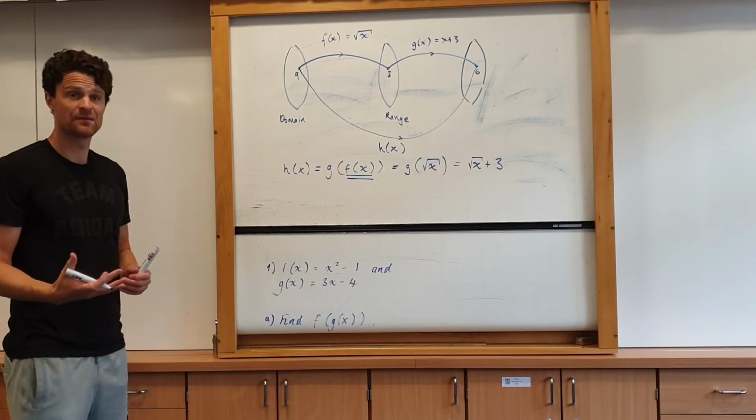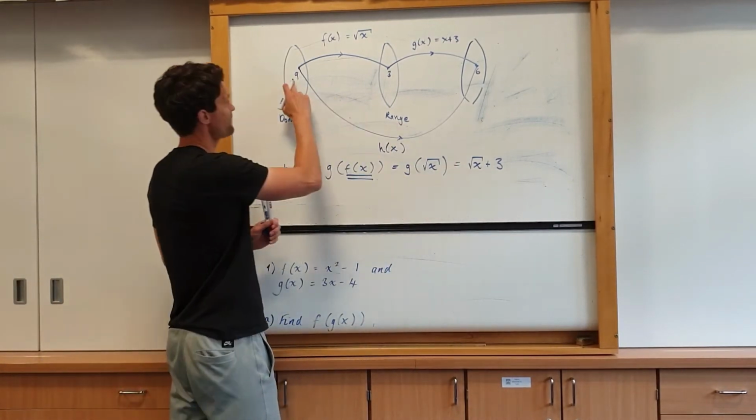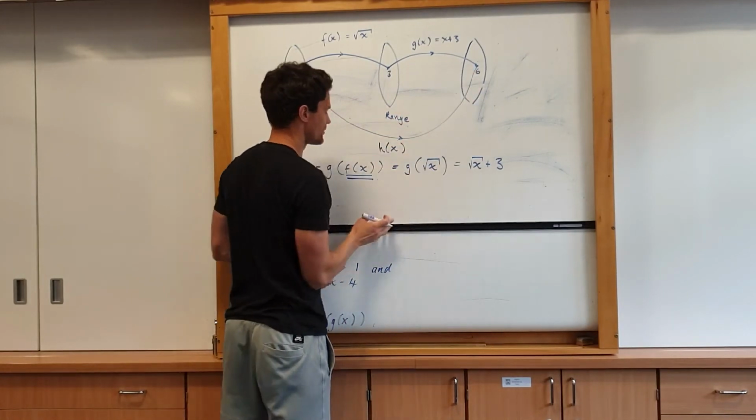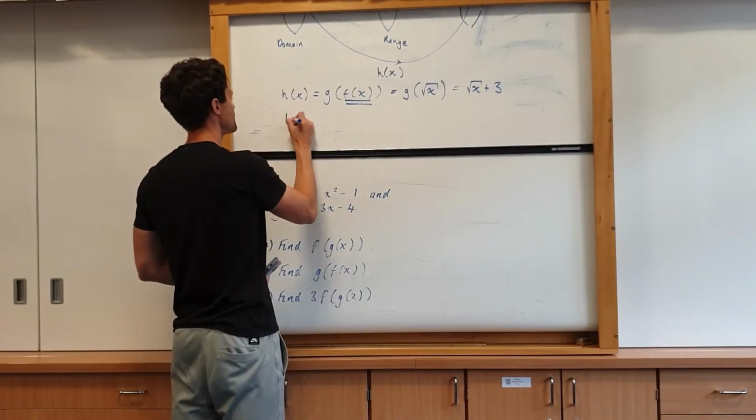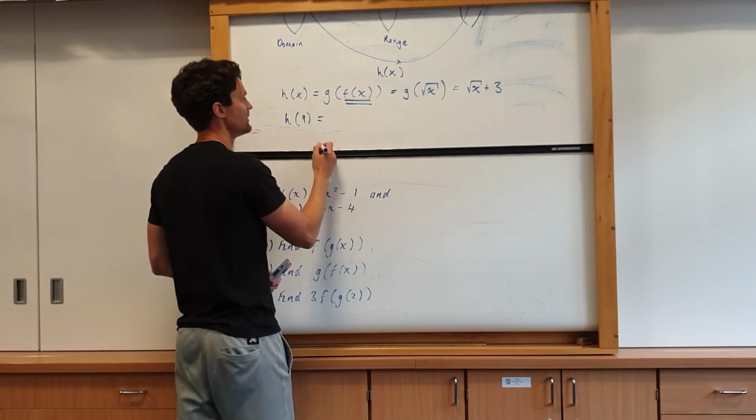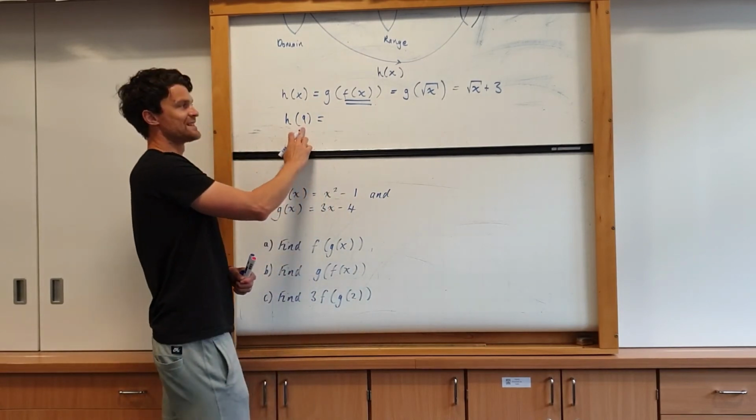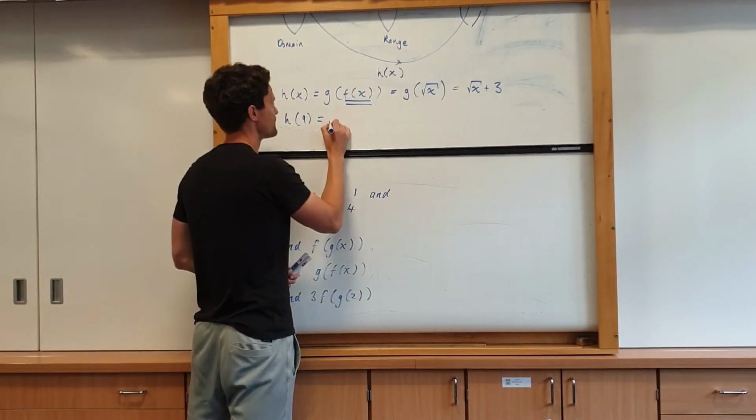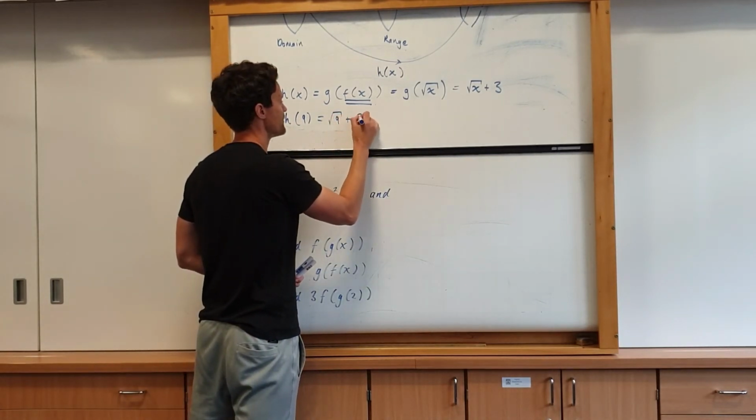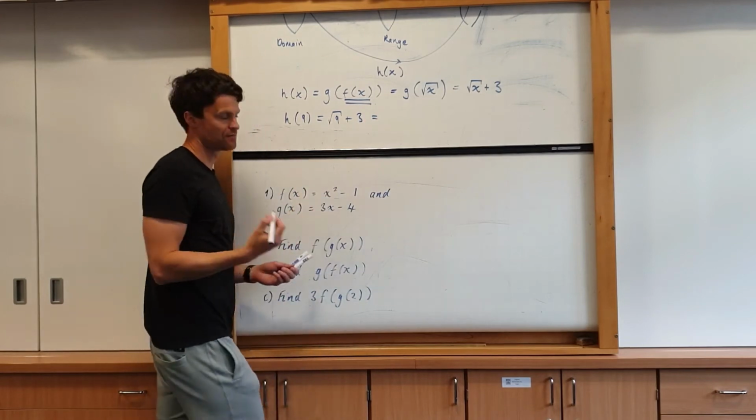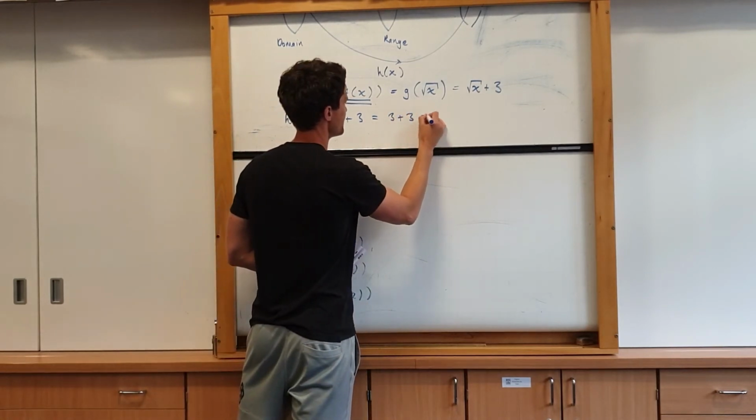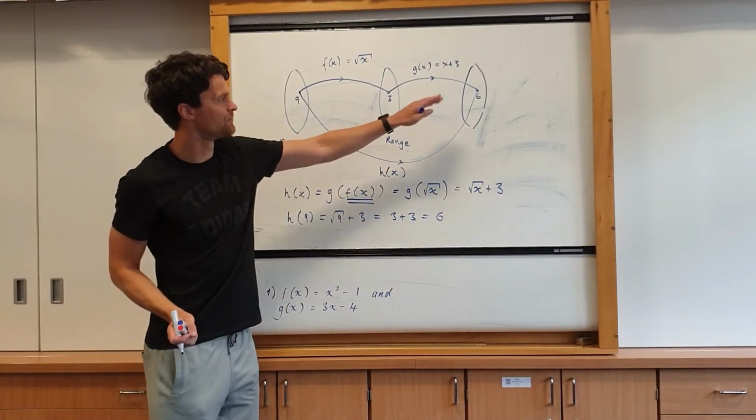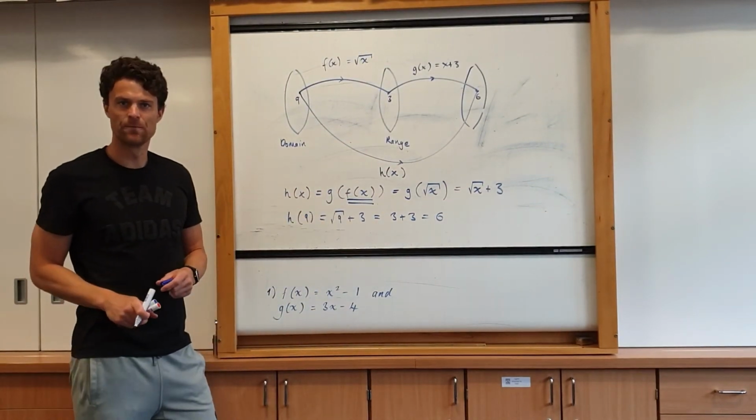And I can test this, because if this is correct, if I put 9 into h of x, it should map to 6. So let's see if that's the case. So h of 9 equals, again, all we do is replace the x with what's inside the bracket. Inside the bracket is 9, so it becomes the square root of 9, add on 3. Square root of 9 is 3. 3 add 3 is 6. So we can see that the diagram is backed up by the maths down below.